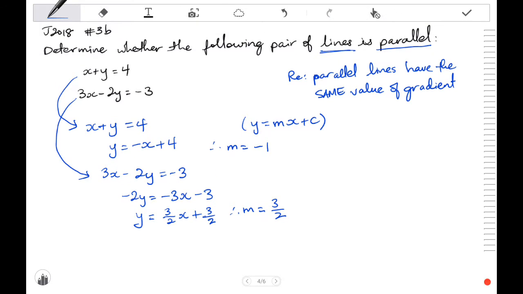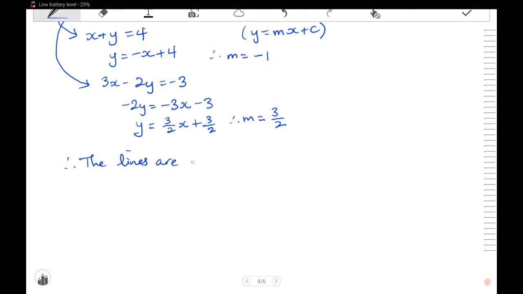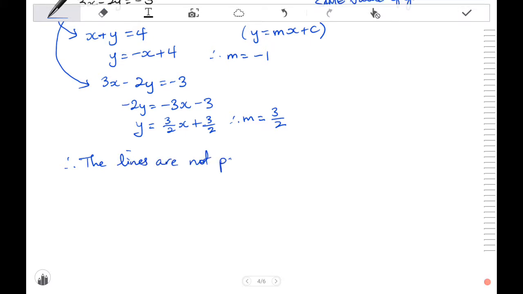And we know that for lines to be parallel they have the same value of gradient, but clearly they are different. Therefore the lines are not parallel. It must have a reason why: since they have different gradients.